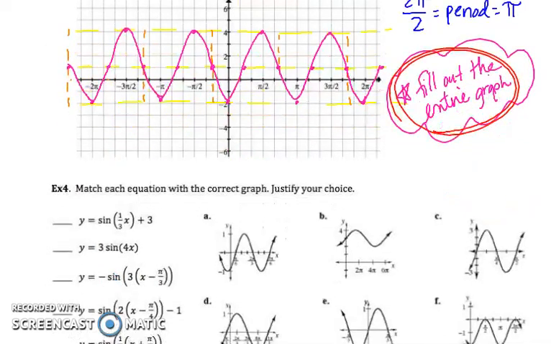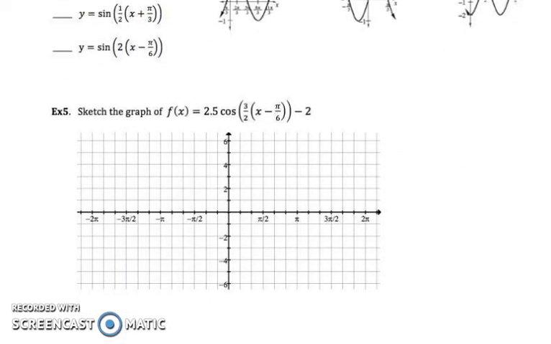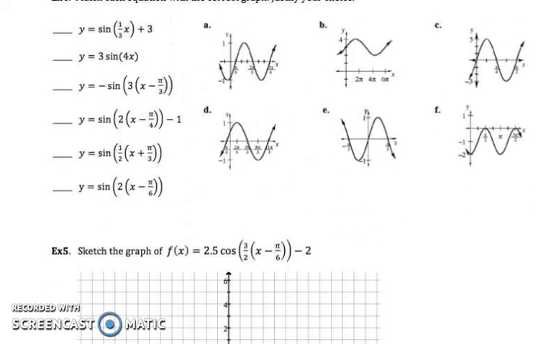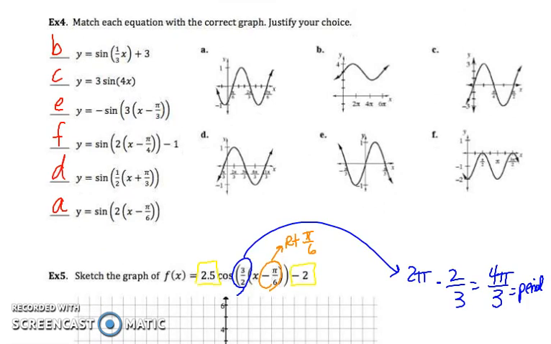Okay, the next section is matching. I'm not going to tell you how to match. I want you to pause, do that on your own, and then while you're paused, go ahead and try example 5. So I'm going to pause and do both. So you do the same. All right, for your matching, did you get B, C, E, F, D, A? If you did not, pause and try to figure it out.